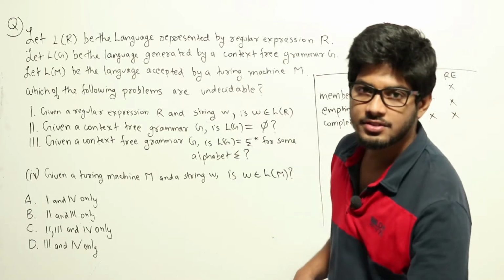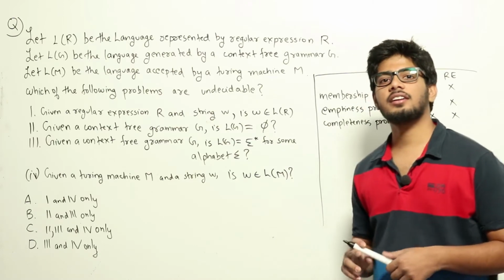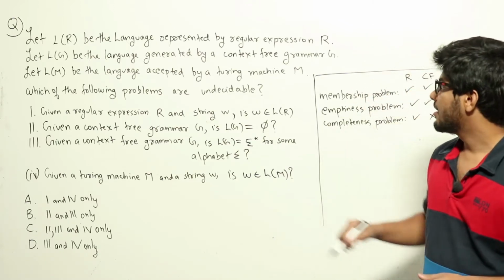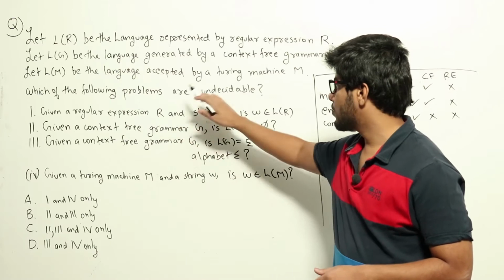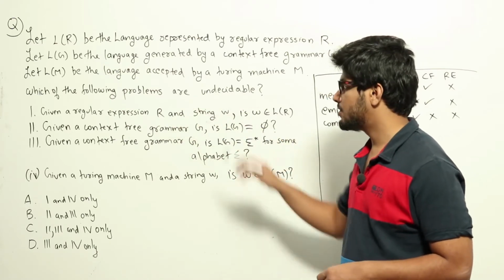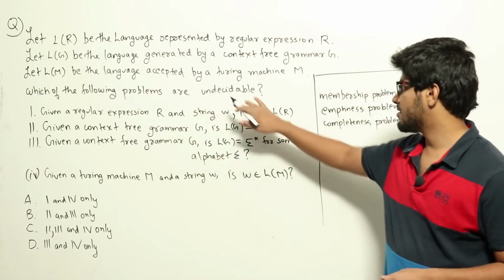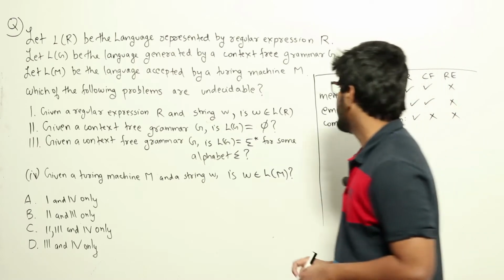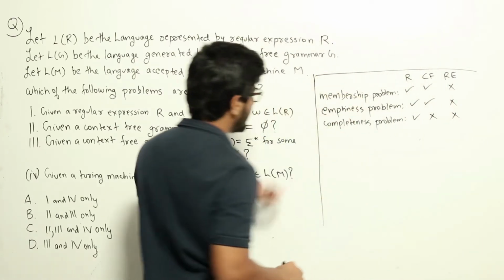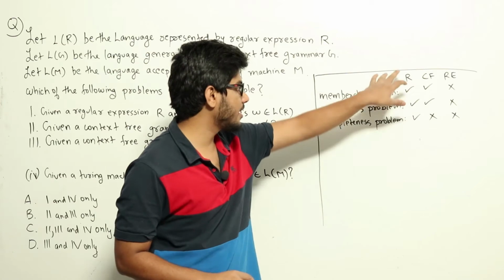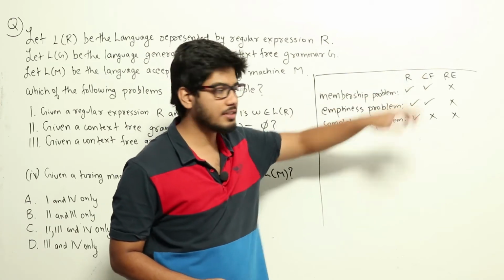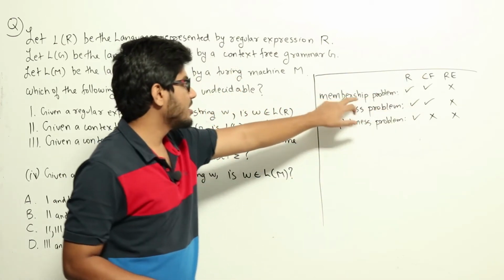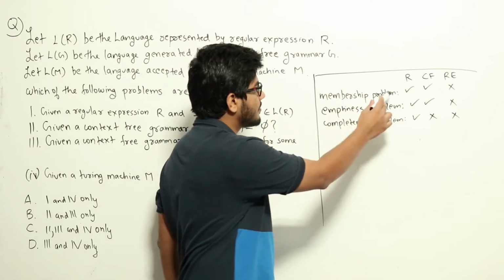Now, this is a question from theory of computation section regarding decidability and undecidability. We have been given these 4 statements and we need to find out which of these problems are undecidable. Here I have given a few problems and whether it is decidable or undecidable for a set of languages. One is membership problem. Now, what is membership problem?